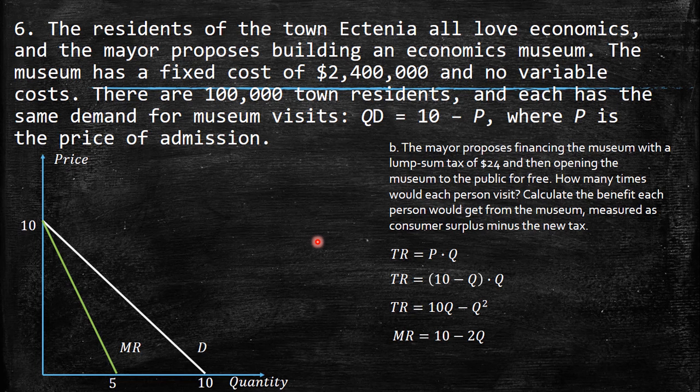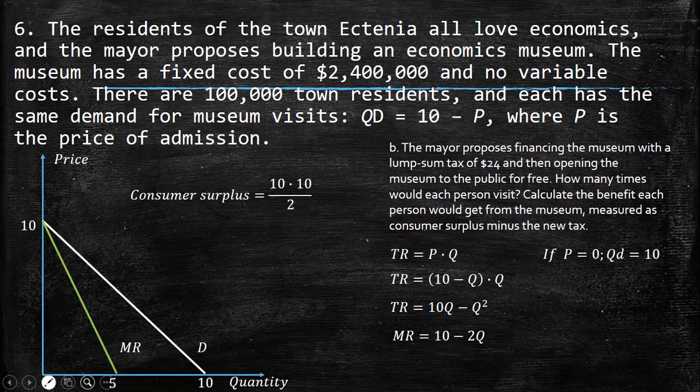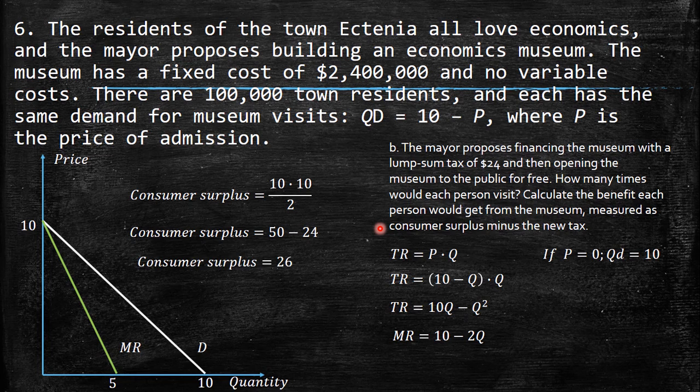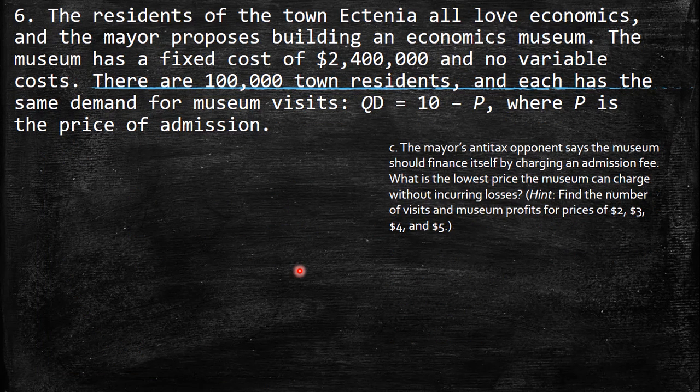So here we have the consumer surplus. Because it's free, you are going to go to the museum 10 times. So this whole triangle is the consumer surplus. That is going to be 10, the base, times the height, which is 10. It's going to be 100 over 2, which is 50. Minus the tax that you need to pay, 24. Then your consumer surplus is going to be 26.